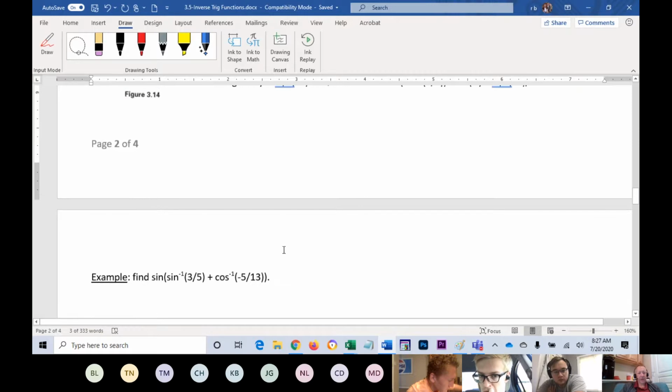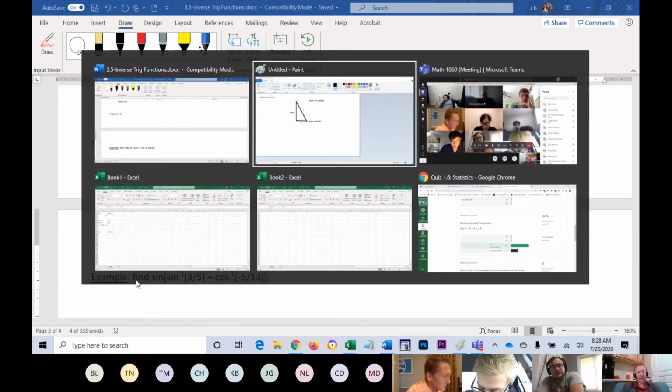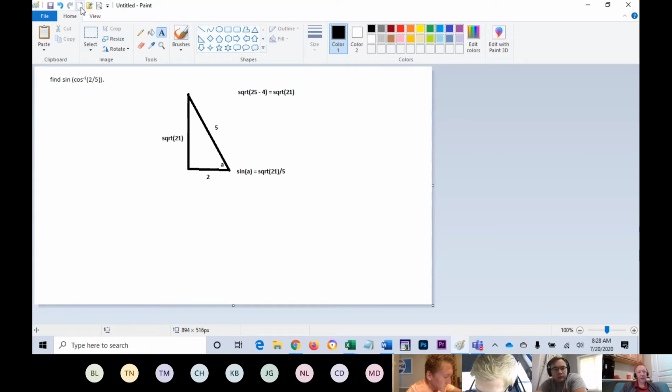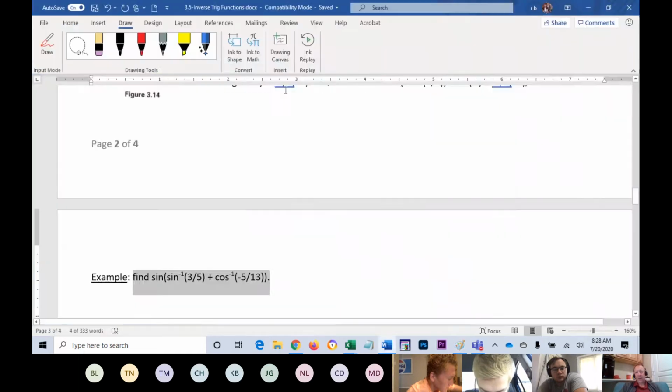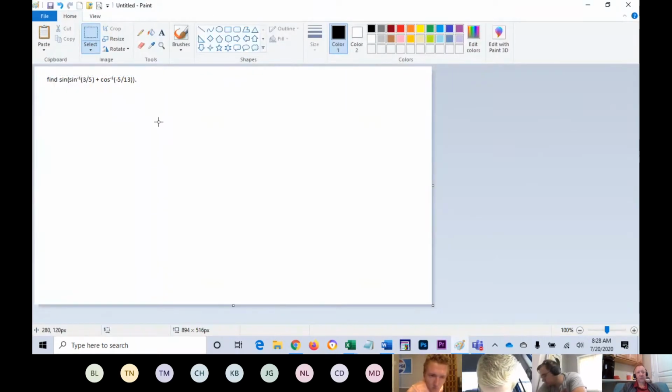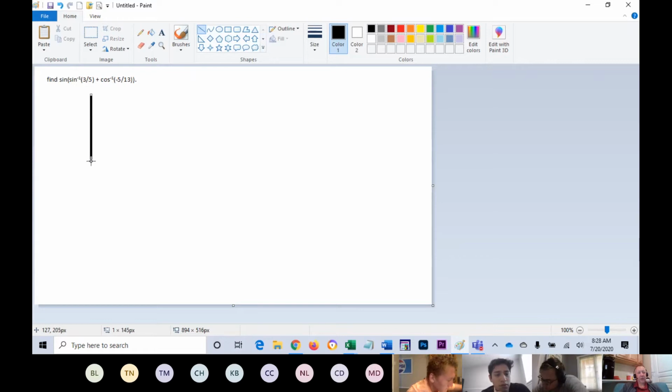Okay, find the sine of the sine inverse of 3/5 plus the cosine inverse of negative 5/13. I'm going to open up a new page here. Let's see here. How about Josue? Could you do this one? You're on mute, by the way. I don't know how to do that, to be honest. Okay. Well, we're going to do it the same way that Jackson did it. Let's draw a couple of triangles here.